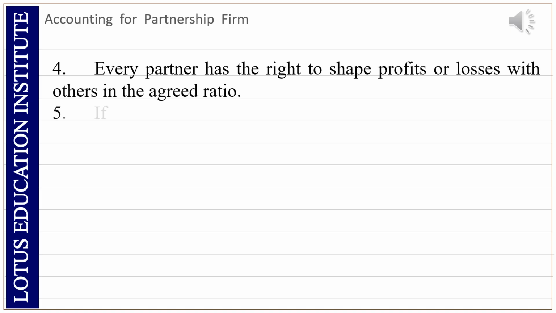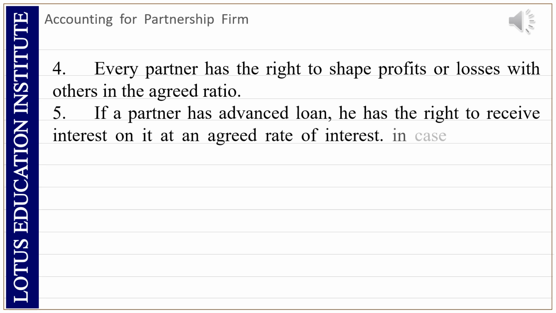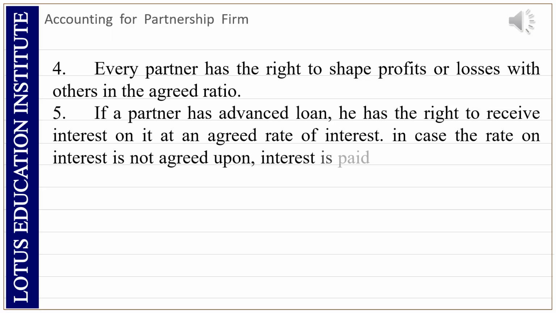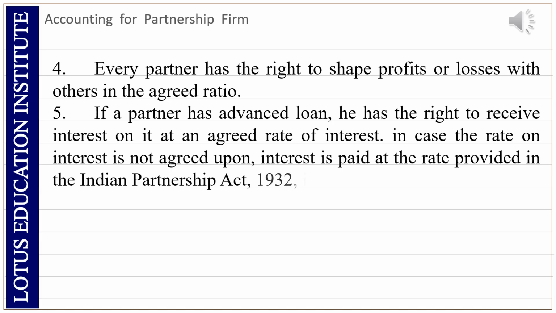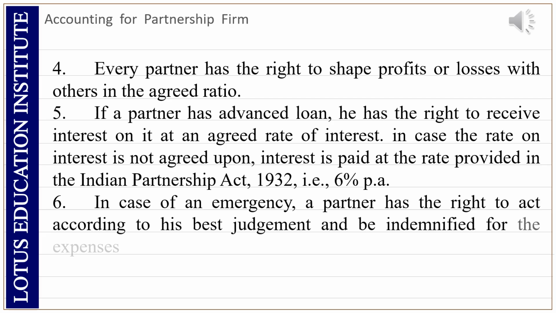5. If a partner has advanced a loan, he has the right to receive interest on it at an agreed rate of interest. In case the rate of interest is not agreed upon, interest is paid at the rate provided in the Indian Partnership Act, 1932, i.e., 6% p.a. 6. In case of an emergency, a partner has the right to act according to his best judgment and be indemnified for the expenses incurred by him. 7. A partner has the right not to allow the admission of a new partner.